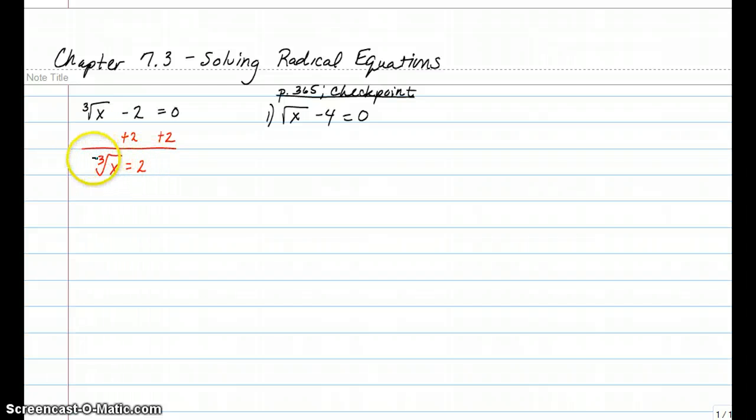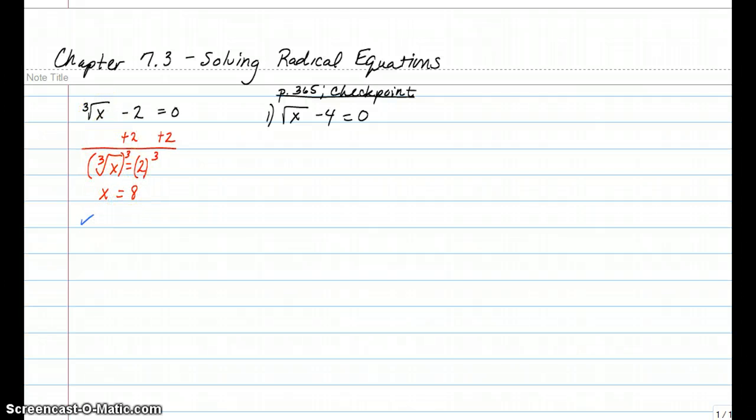To get rid of a cube root, you cube it, just like when you get rid of a square root, you square it. So we have to cube both sides. The cube root of x cubed is just simply x. 2 cubed is 8. Now to check it, simply substitute in the x value of 8.